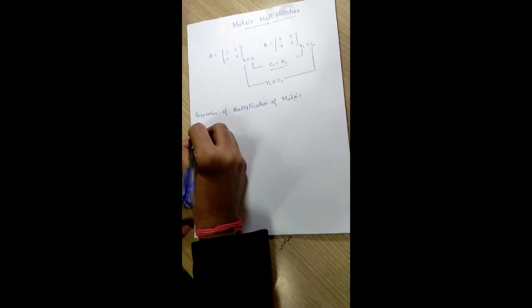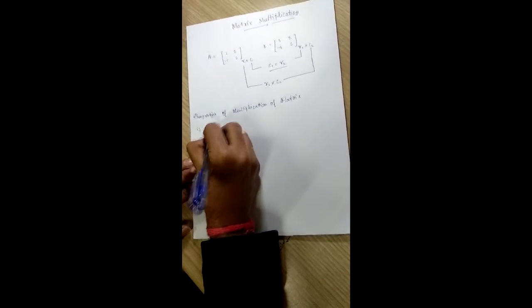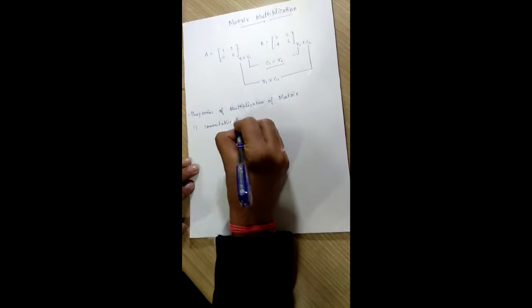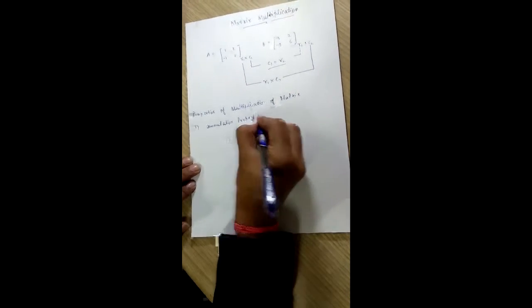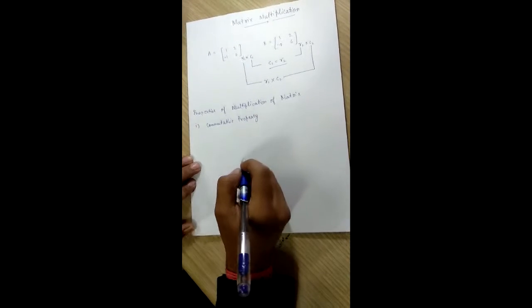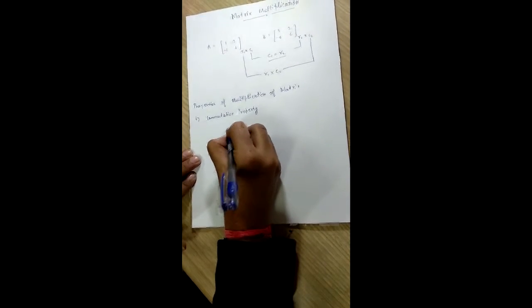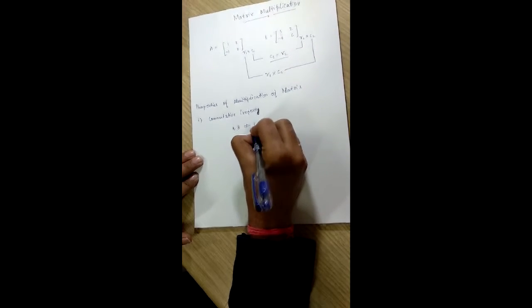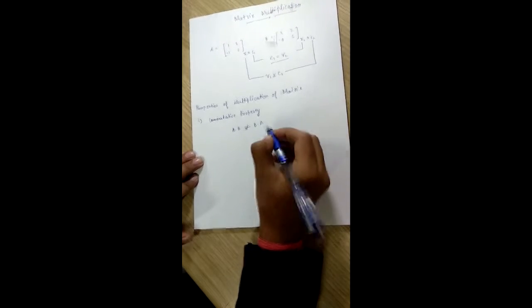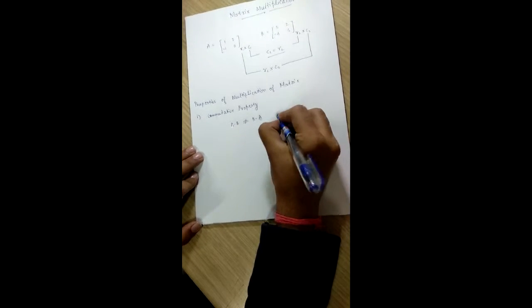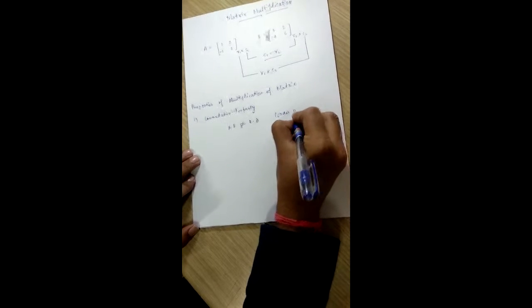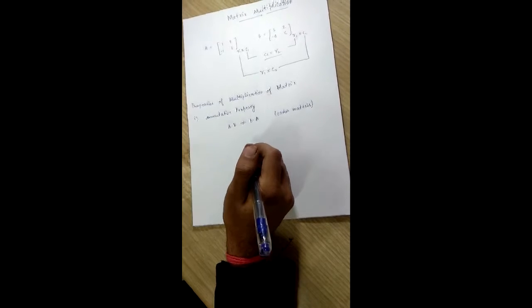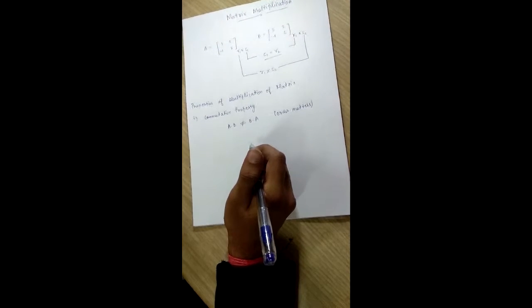So the first property is commutative property. What this property says is A times B is not necessarily equal to B times A. So here in matrix multiplication the order matters. We will verify this property as we move further in this video.